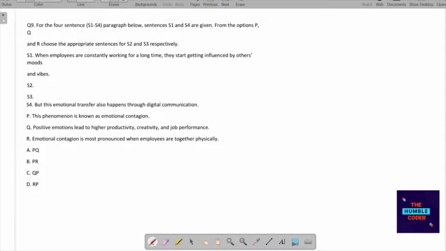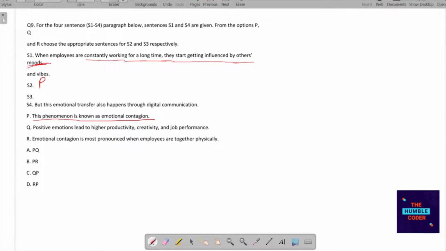So the S2 position can be filled with P, since it is written over here that this phenomenon is known as emotional contagion. Which phenomenon? The phenomenon that we are talking about in the first statement, that is, constantly working for a long time, they get influenced by others' moods. So this is the phenomenon that we are talking about. So P can come here, and the next one is positive emotions can lead to higher productivity, creativity and job performance.